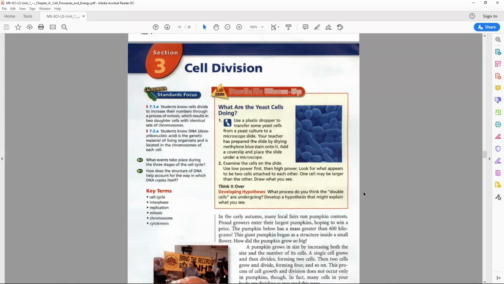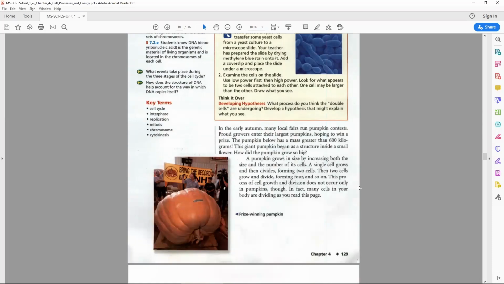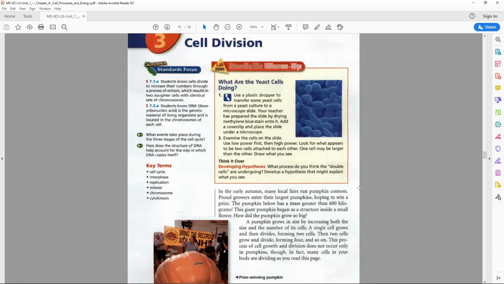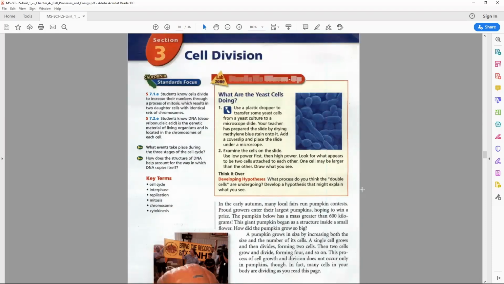Chapter 4, Section 3, Cell Division, starting on page 129 of your Life Science textbook. The standard focus for this unit is that students will know that cells divide to increase their number through a process called mitosis, which results in two daughter cells with identical sets of chromosomes. Students will know that DNA, or deoxyribonucleic acid, is the genetic material of living organisms and is located in the chromosomes of each cell.